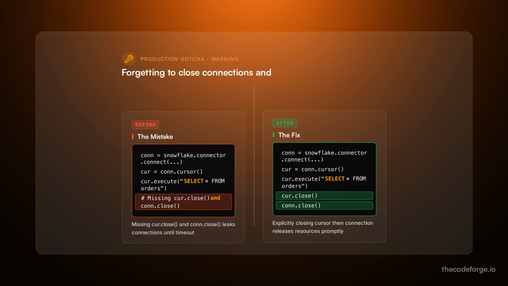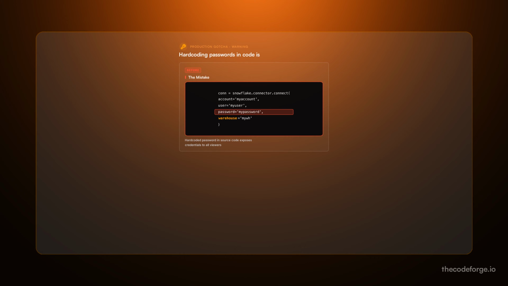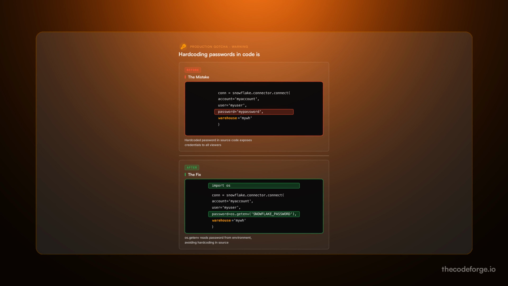Forgetting to close connections and cursors leads to resource leaks, as shown by the missing cursor close and connection close. The fix is to explicitly close the cursor, then the connection, which releases resources promptly. Hardcoding passwords in code is a security risk. That's the before on the left. On the right, we fix it by calling os getenv snowflake password to pull the password from an environment variable, keeping credentials out of the source.